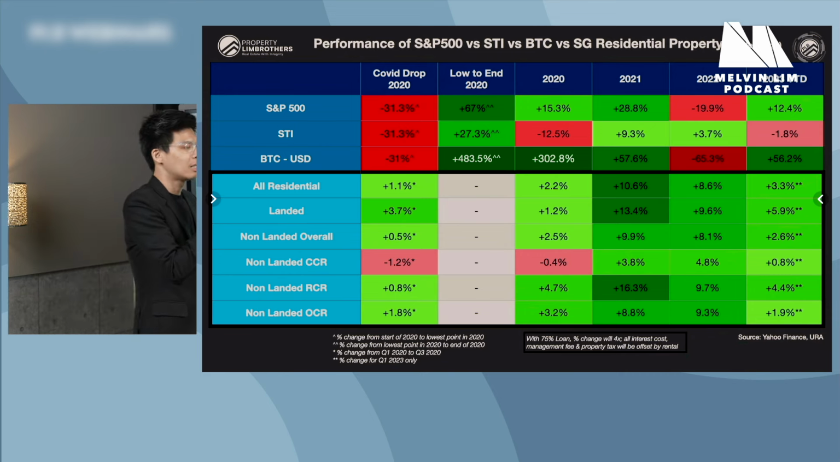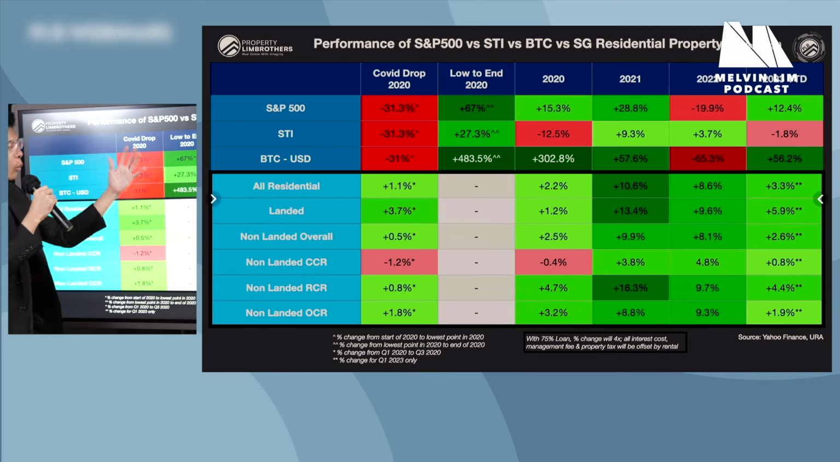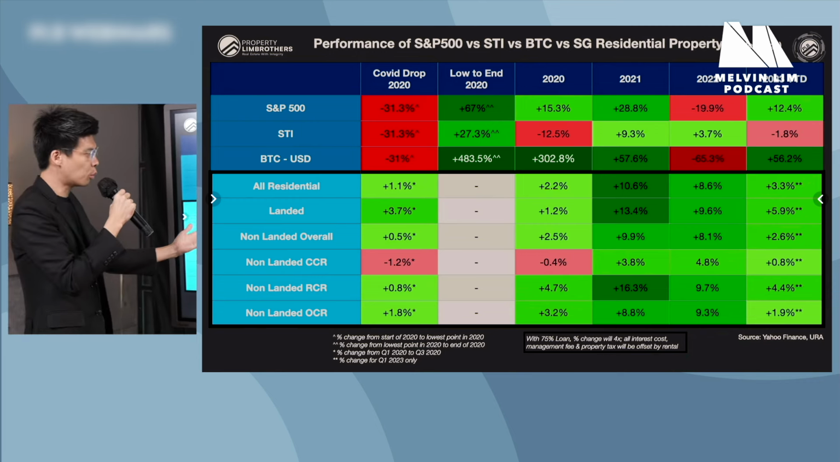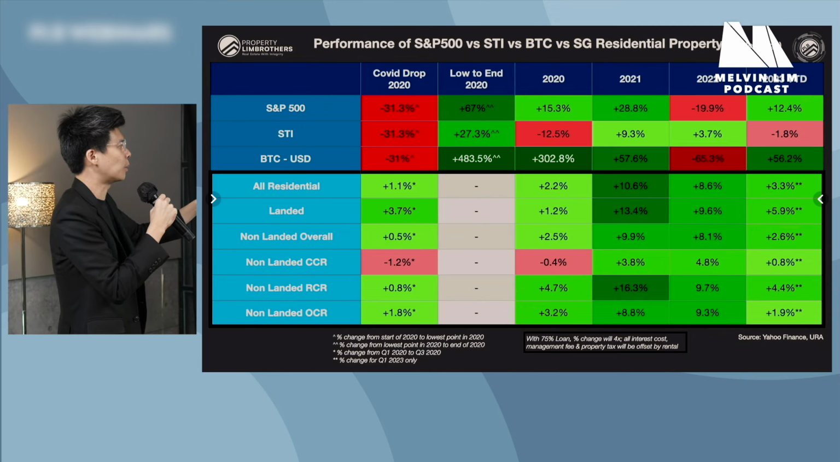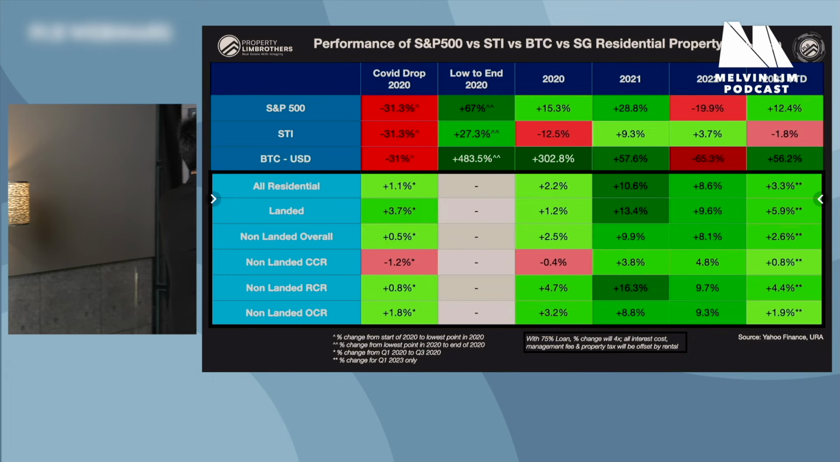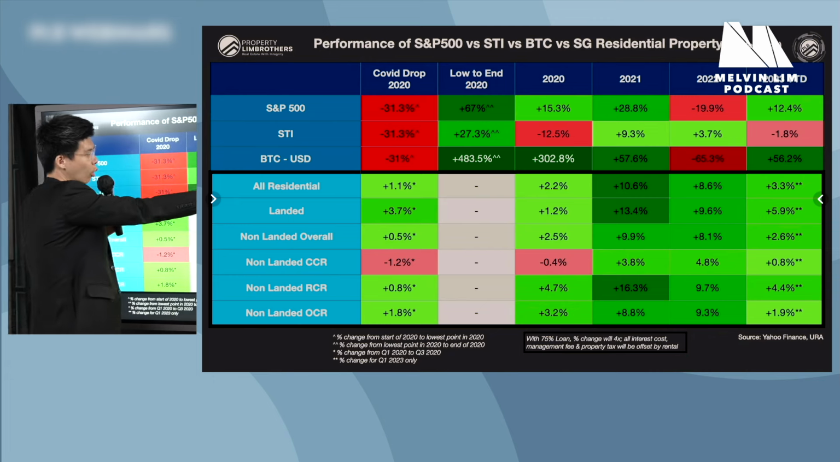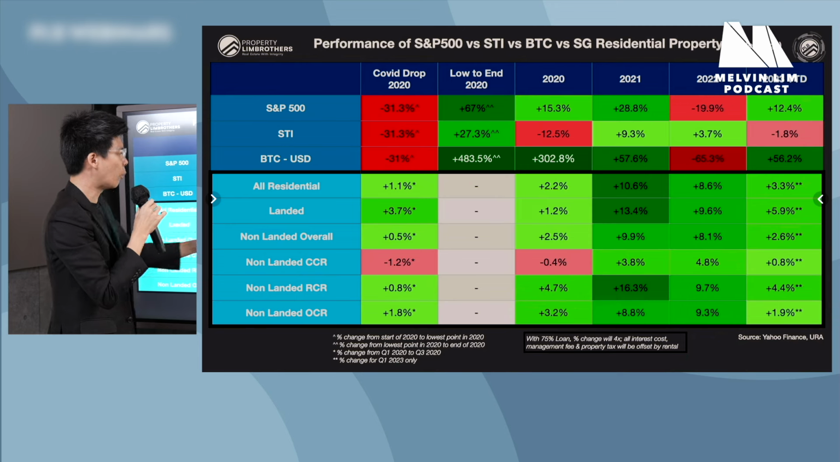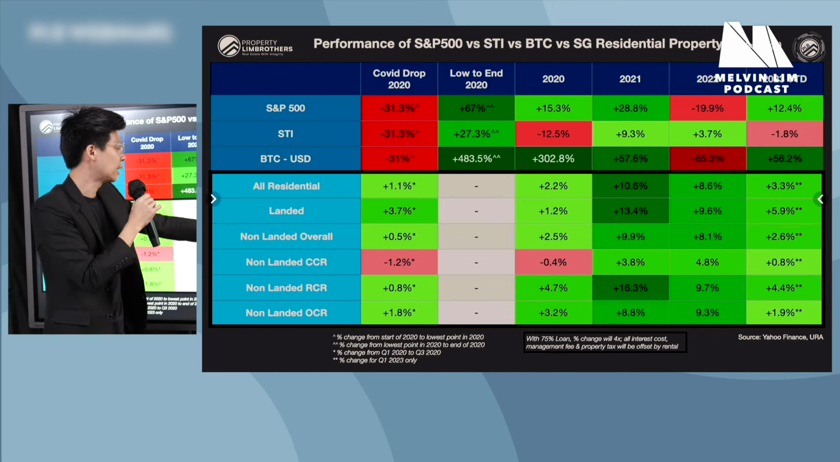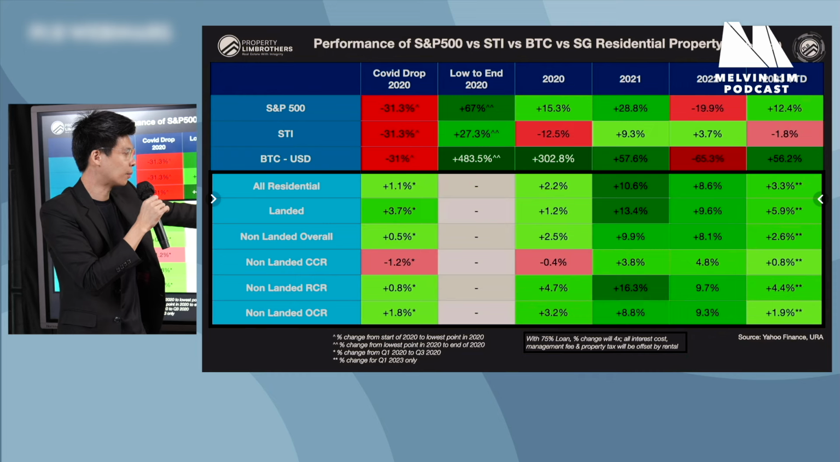Next, of course, we can see that 2021 was a very strong bull run for all asset classes because in 2020 there was a large amount of money that was being printed. And you can see in terms of the S&P 500 index, it went up by almost 29%. And we had relatively good performances in the real estate space. All residential actually went up by 10.6%.